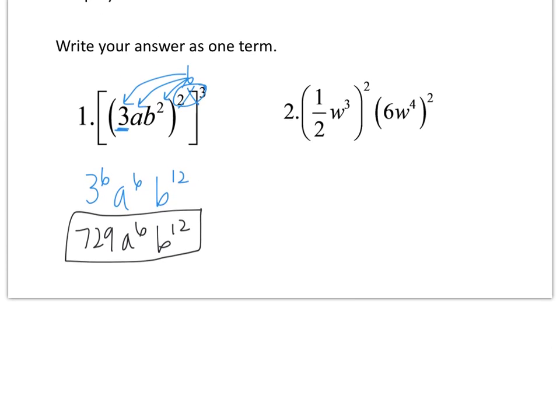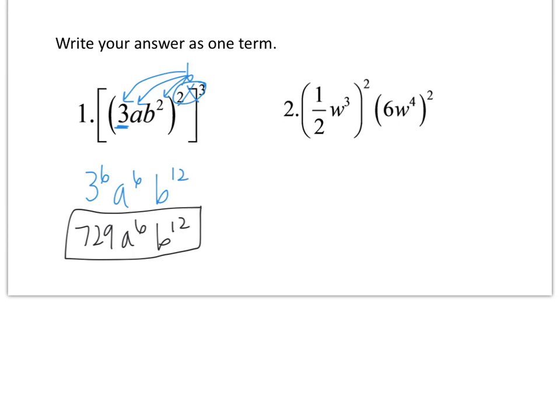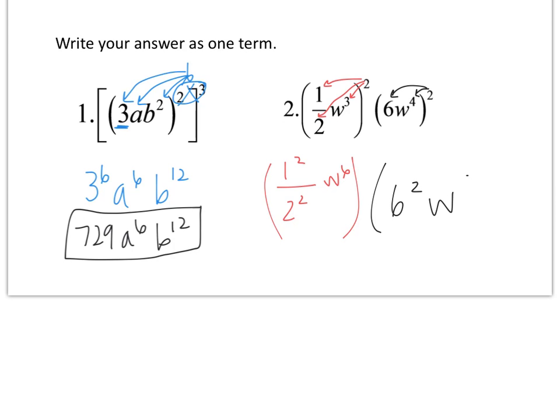Here I need to distribute the exponent 2 to everything inside the parentheses, which means to the numerator of my fraction, to the denominator of my fraction, and to anything else that's in the parentheses. And this will give me 1 squared over 2 squared, w to the 6th. Okay, then that takes care of the first set of parentheses, and for the second set I have 6 squared and w to the 8th.